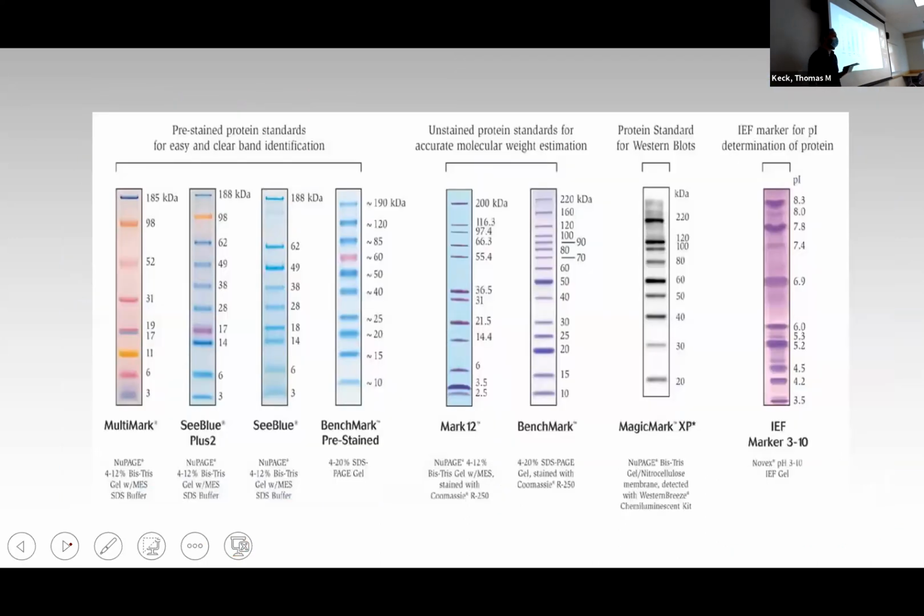This is just a slide to show you the variety of different ladders that exist. Some of them are pre-colored for you, so you can actually see them while the gel is running. They can be completely different sizes, so you can change the characteristics of the gel itself. Maybe they're better at separating big proteins versus small proteins, and then you get a ladder to fit that as well.